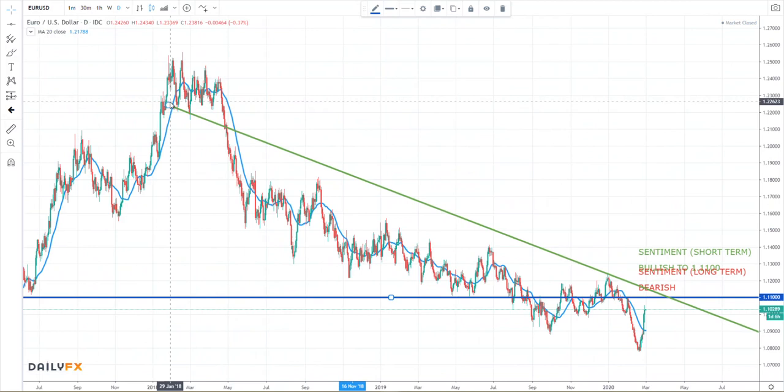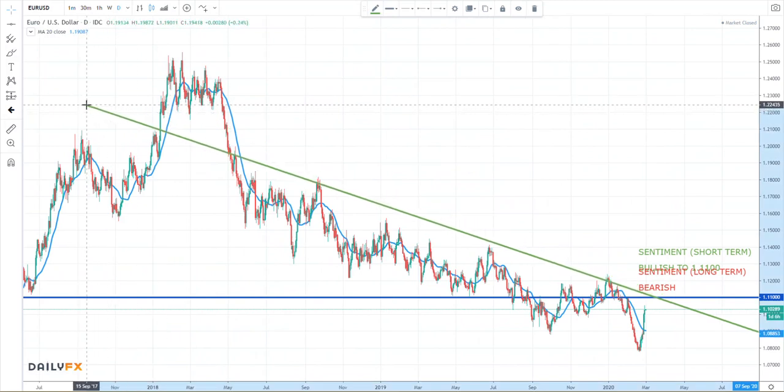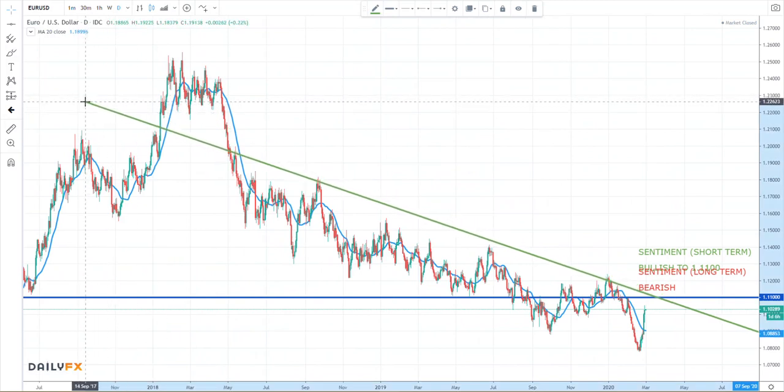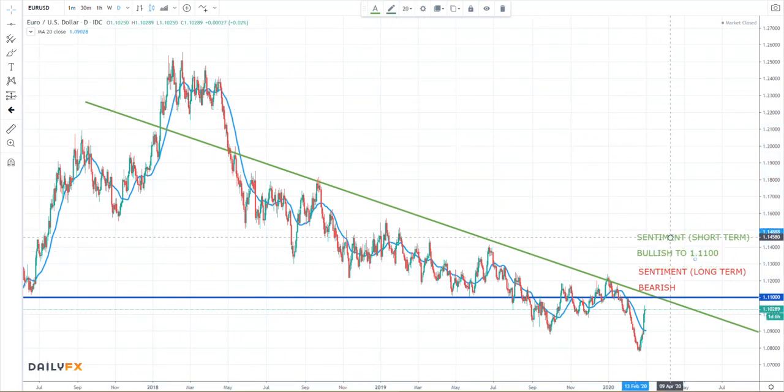Okay, so we've got euro here. This is a weekly chart, right? So a real big picture. So my sentiment, long term, is still bearish. You can see why, right?